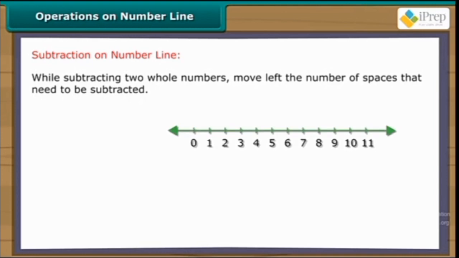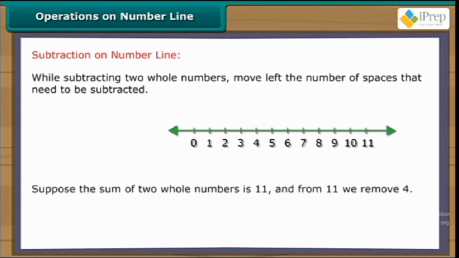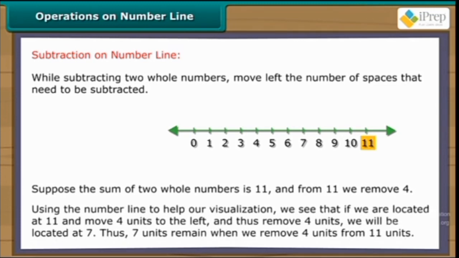While subtracting two whole numbers, move left the number of spaces that need to be subtracted. Suppose the sum of two whole numbers is 11 and from 11 we remove 4. Using the number line to help our visualization, we see that if we are located at 11 and move 4 units to the left and thus remove 4 units, we will be located at 7. Thus, 7 units remain when we remove 4 units from 11 units.